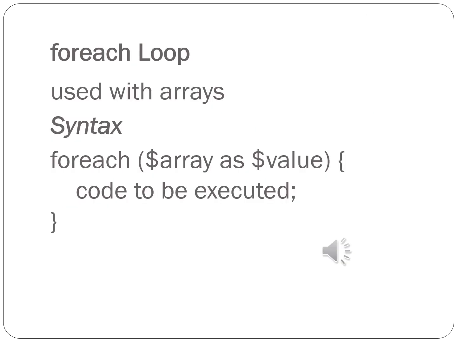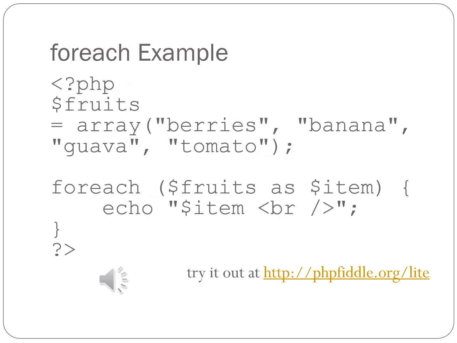With foreach loops, for every loop iteration, the value of the current array element is assigned to value, and the array pointer is moved by 1 until it reaches the last array element. Here's a foreach example, and here's what a PHP array looks like. The foreach loops through the array until it reaches the last element, then it stops. It knows the array's length. Make sure you try it out.